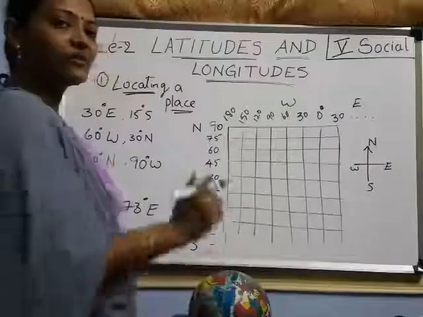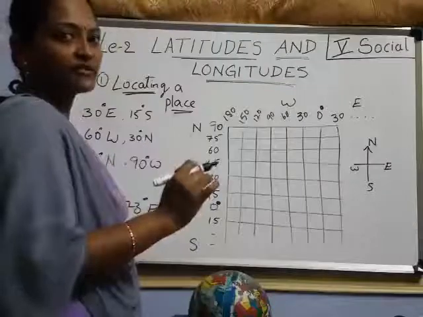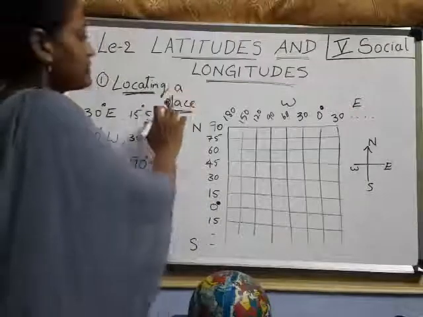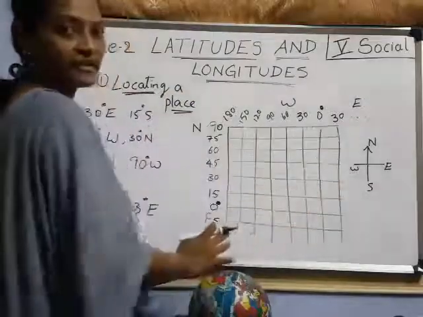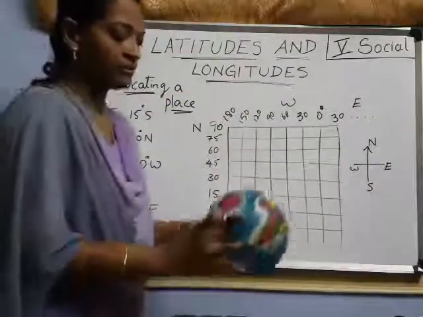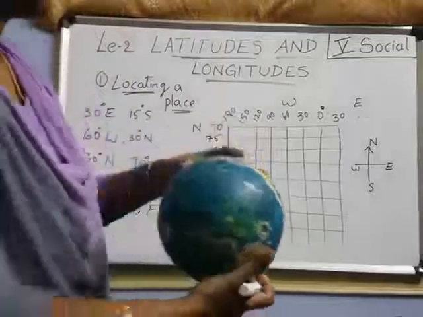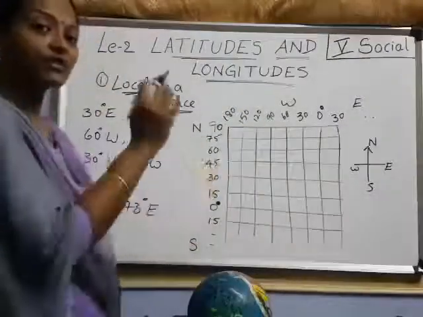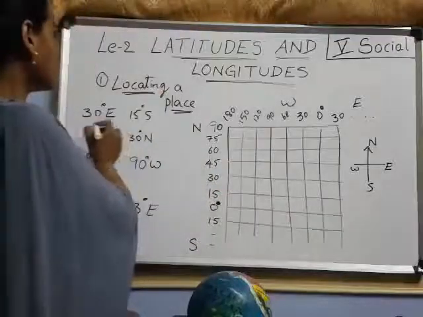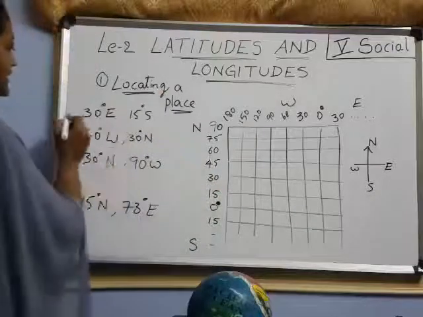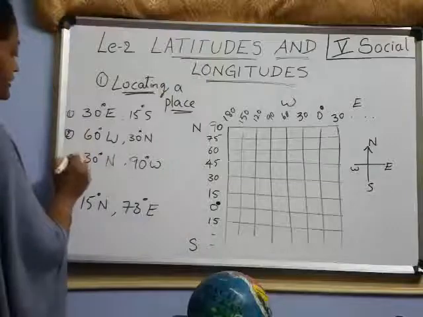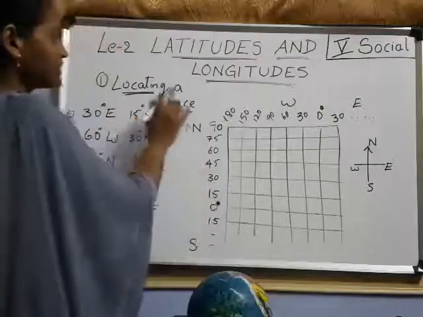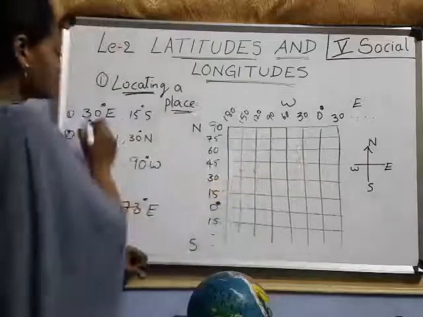In the importance of latitudes and longitudes, children, I said the first importance is locating a place, right? So for this, see here, I drew lines on this globe, and I also wrote the degrees here. Look at here, how we can locate a place. Suppose the places are here, I give 3 examples. 1, 2, 3. These are the 3 examples. Now I'll show you how to locate a place.